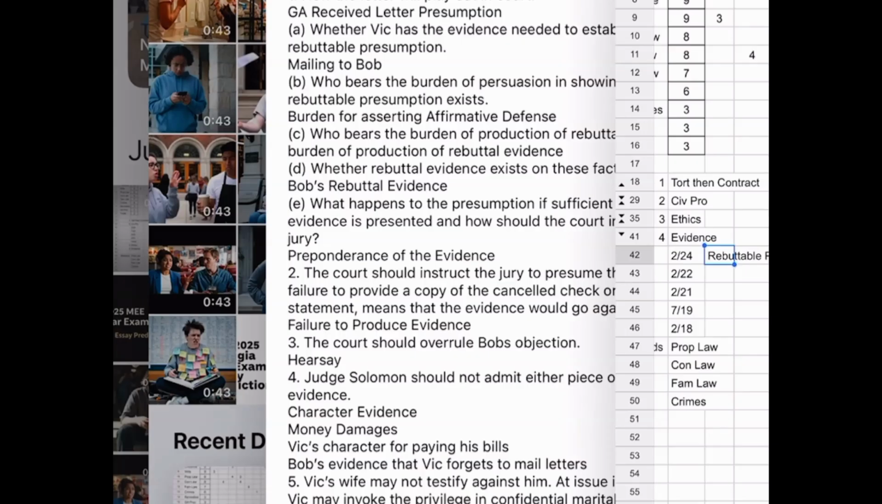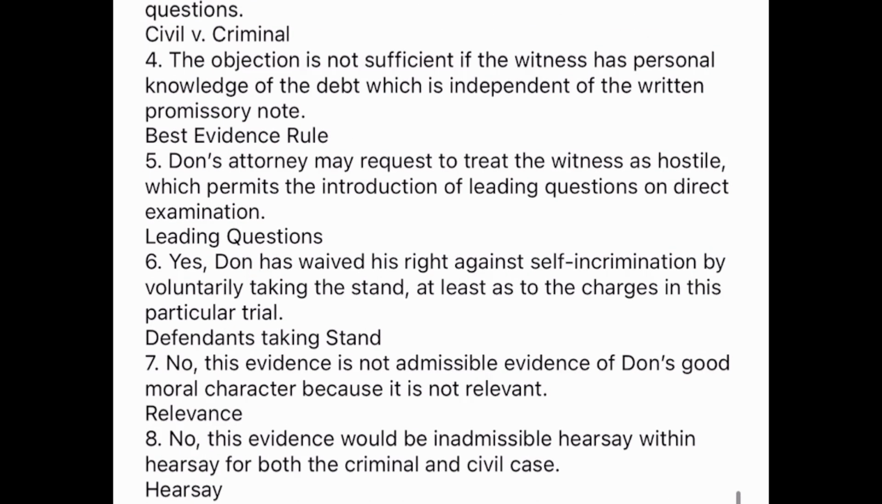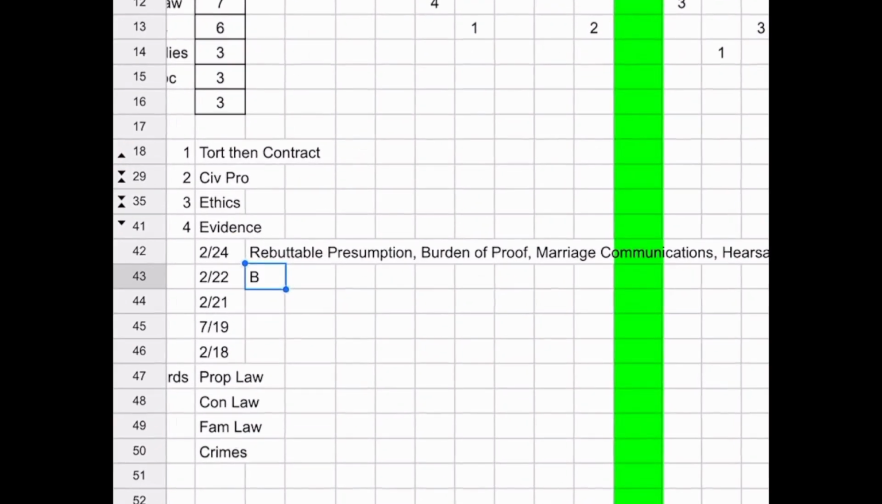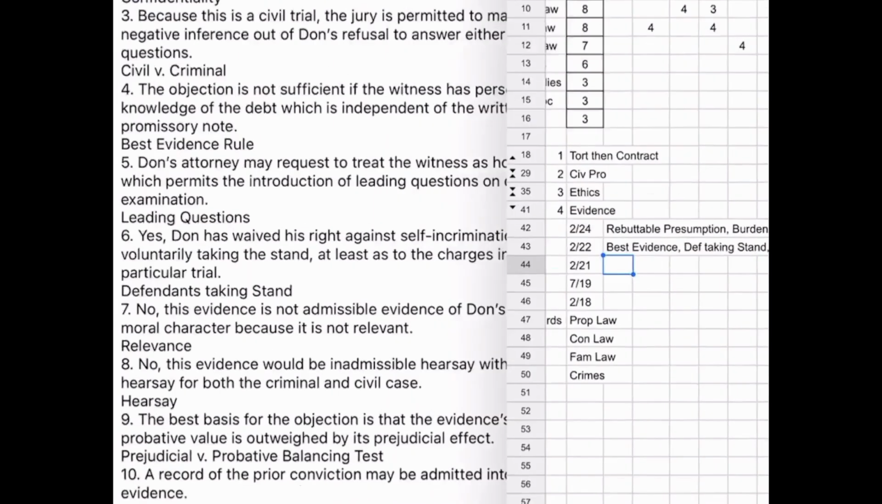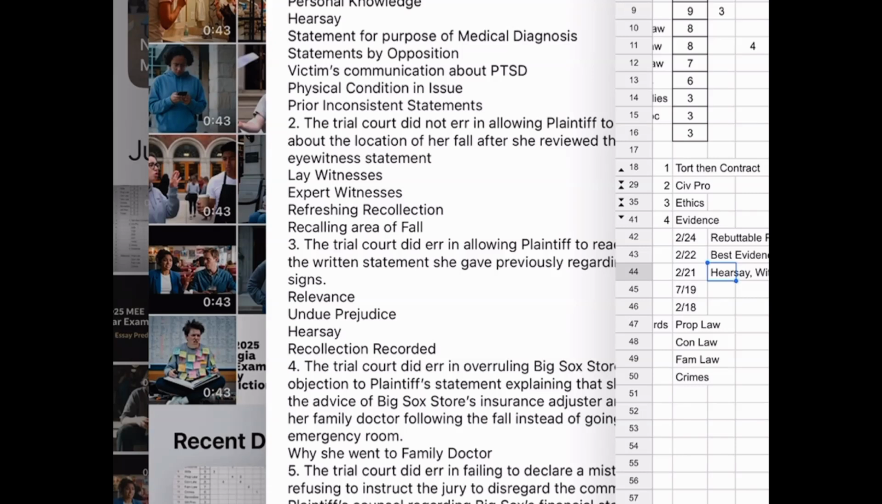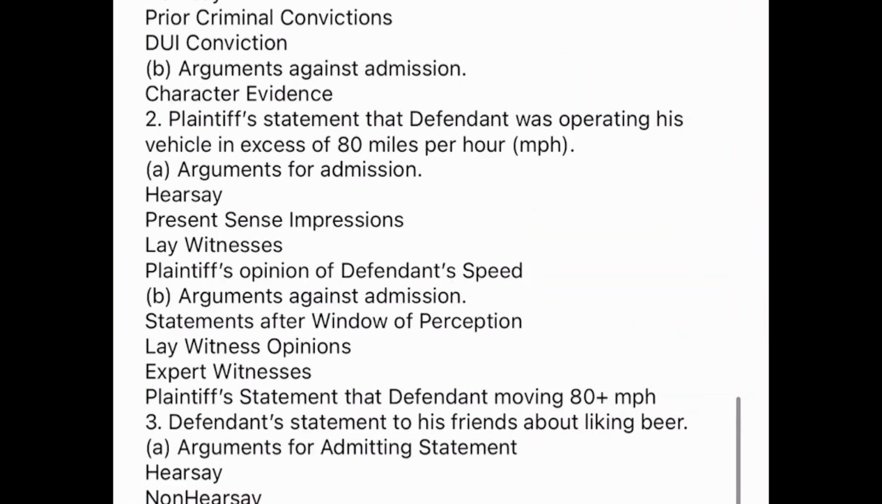Character, communication, hearsay. Let's look at February 2022. Best evidence rule, leading, defendant taking the stand, prior conviction. 221. Here, refreshing the recollection, that whole thing, and recorded recollection. So just recollection, insurance. 719, evidence, Q3. Here's present sense, witnesses, judicial.